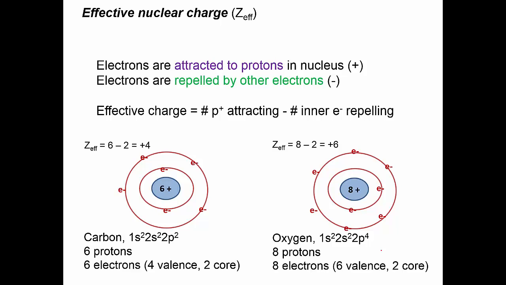Here's a visual showing what we were just talking about here with carbon on the left and oxygen on your right. You can see oxygen has a more positive nucleus, same number of electrons shielding, so it overall has a greater net charge felt by those valence electrons. So we say it has a greater effective nuclear charge. That means oxygen's valence electrons are more attracted to the nucleus than carbon's valence electrons are.